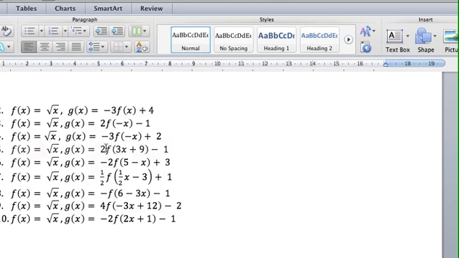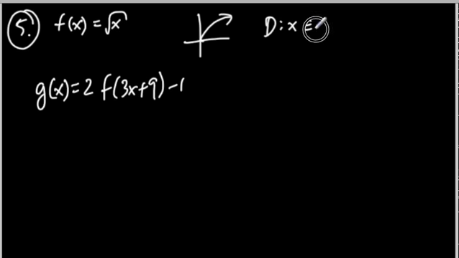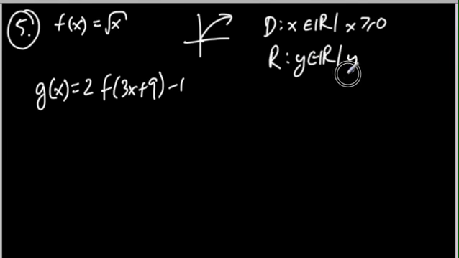Number 5 is 2 f of 3x plus 9 minus 1. Okay. So let's do our f of x again, which, as usual, is the square root function right there. The domain is x is an element of reals. X is greater than or equal to 0. The range is y is an element of reals. Y is greater than or equal to 0.